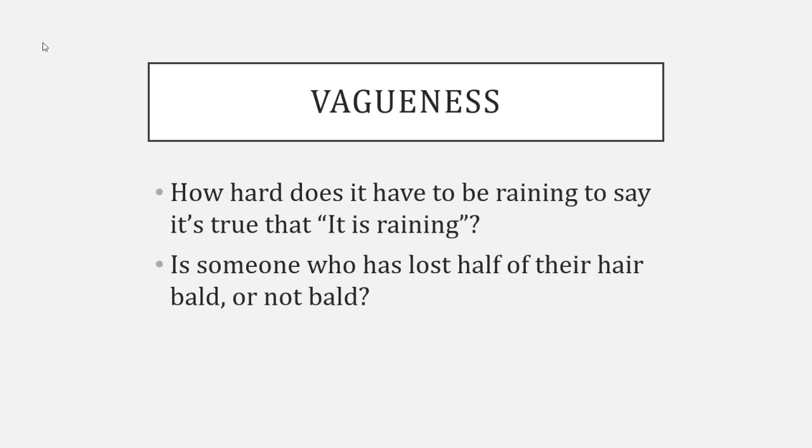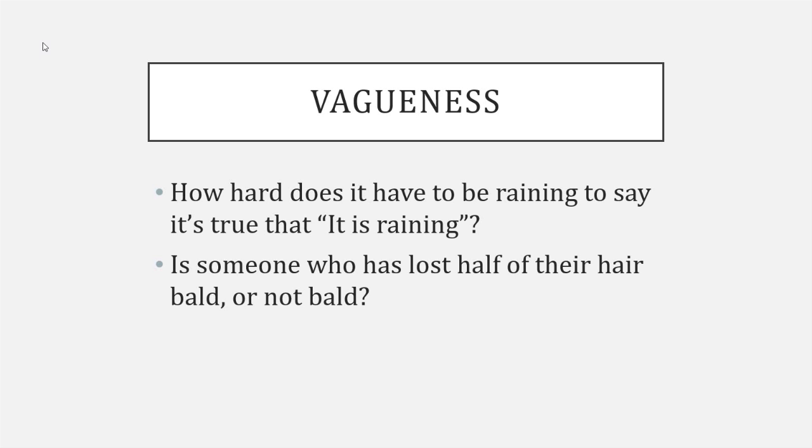Similarly, vagueness. So many of the terms that we use in our language are vague. For example, raining. How hard does it actually have to be raining to say it's true that it is raining? Is one raindrop enough? Is one little drop of water enough to say that it's raining? What about a tiny little sprinkle? There's just no clear line where you can say, now it's raining, but before it wasn't. And just the same, there's vagueness in the predicate baldness, so the property of being bald. So if somebody's lost a quarter of their hair, are they bald? Not really. What about half? Sort of. There's no point where if you take one hair out of somebody's head, they go from not being bald to being bald. It's a vague property.